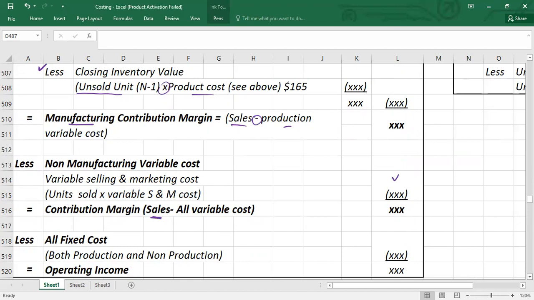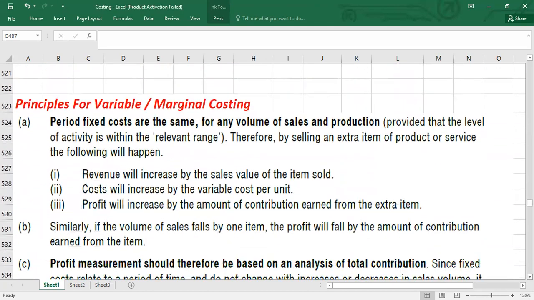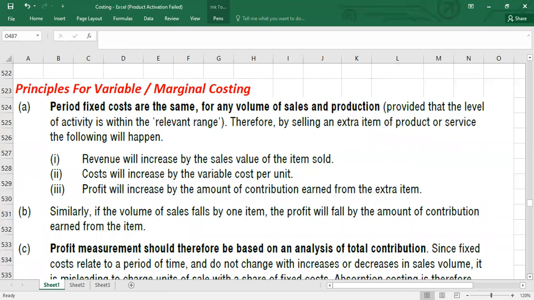Now, guys, here we have a few points which you should remember. I'm going to talk about principles, because then I will do some questions to understand. Okay, so we are talking about the main principles for variable costing and marginal costing. Point number one is really important. Here I told you period fixed costs are the same, because I told you fixed cost we treat as a period cost for any volume of sale and production.